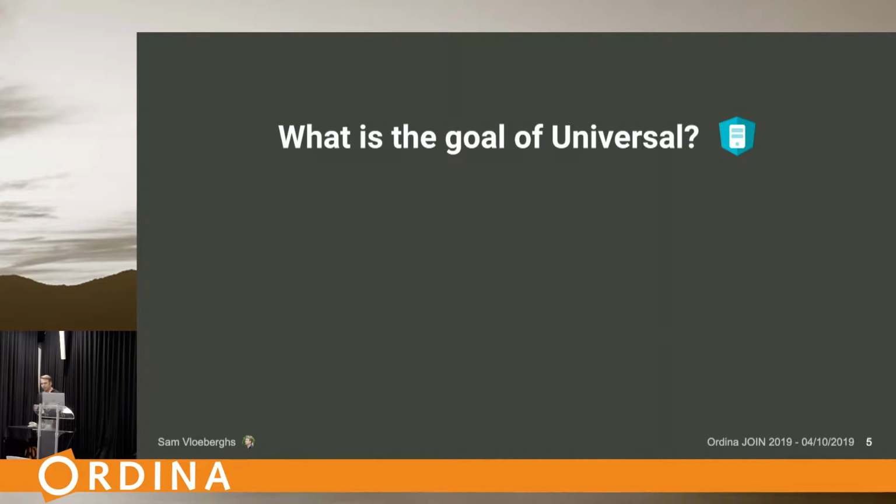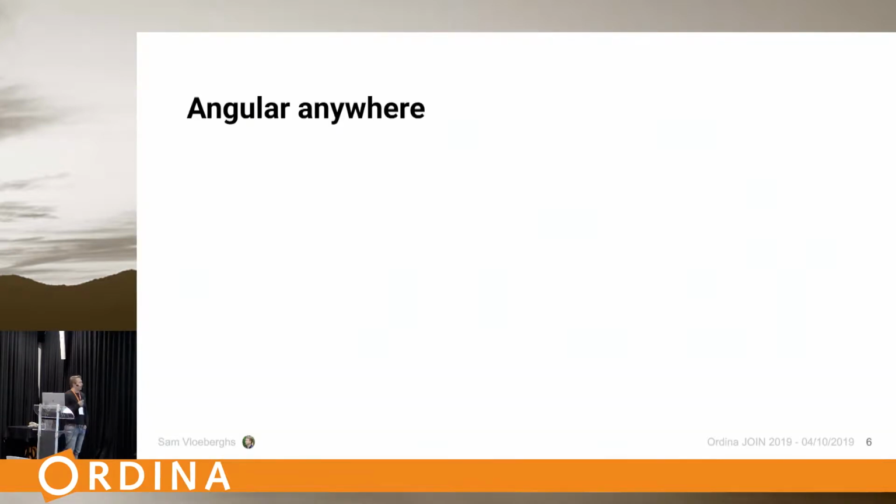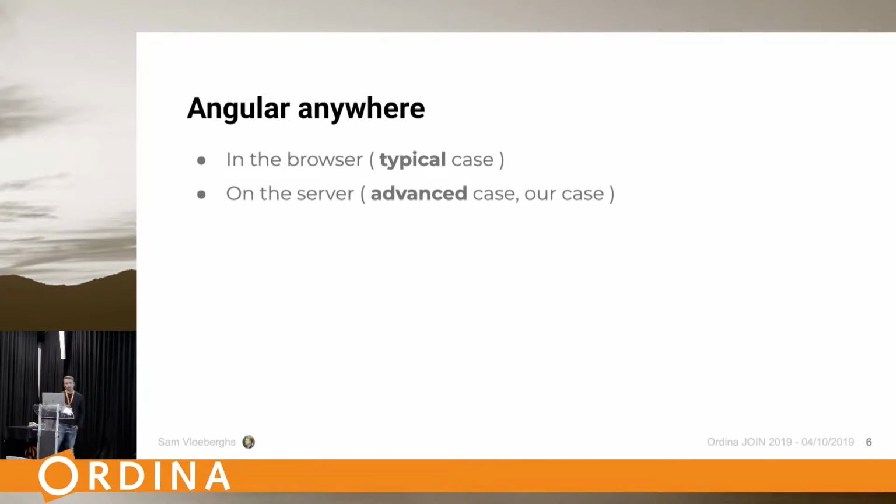So, the big question, what is the goal of Universal? The goal is to run Angular anywhere and framework agnostic. That's the main goal of Universal. Now, what does that mean exactly? Angular anywhere means that we can run it in different contexts. For example, in the browser, which is the typical case of a front-end framework. We can run it on the server, which is an advanced case. Today, that's our case. But even hardcore, we can run it in a worker in the browser.